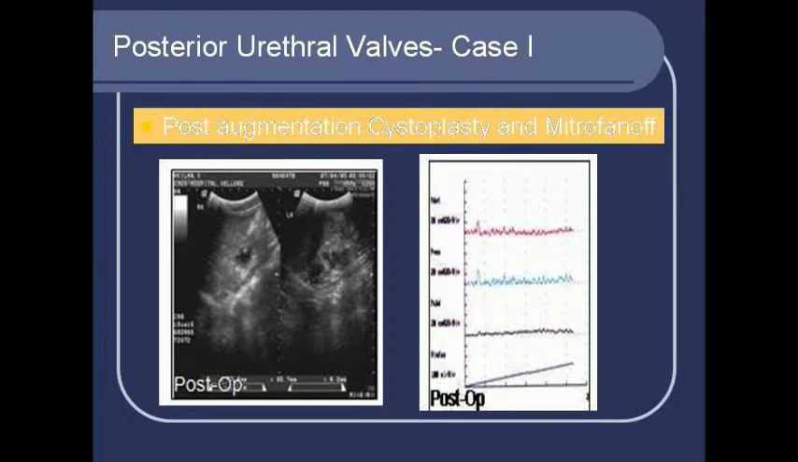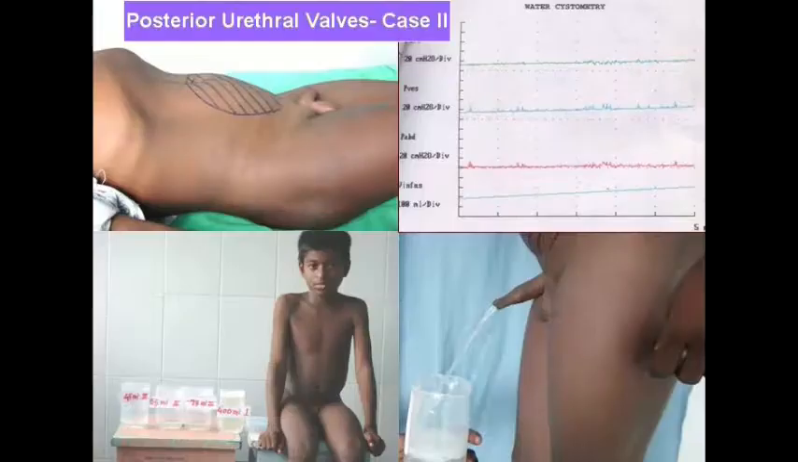And his creatinine stabilized for about 7 years, but now again slowly his creatinine is going up. So we're just buying time by doing an augmentation. He's a much bigger child now, and sadly in post-urethral valves that's often the situation.